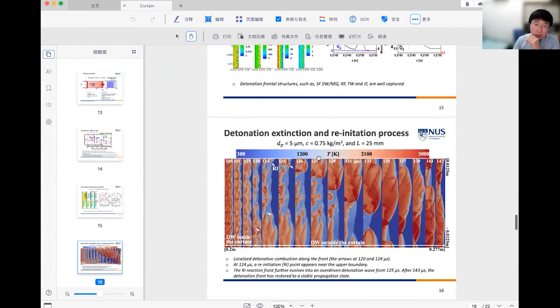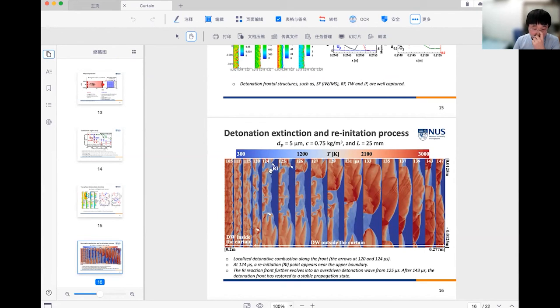This figure is a time history of the temperature field. It shows the detonation extinction and the reignition process. For the first instant, the detonation wave is still stably propagating. After some time, we found that most of the stable detonation wave is decoupled, but some localized detonation combustion phenomena along the shock front are still observed, such as at 120 and 124. And a reignition point appears near the upper boundary.